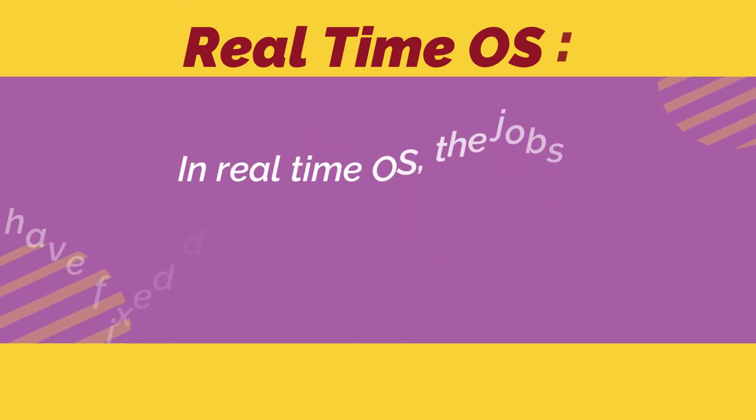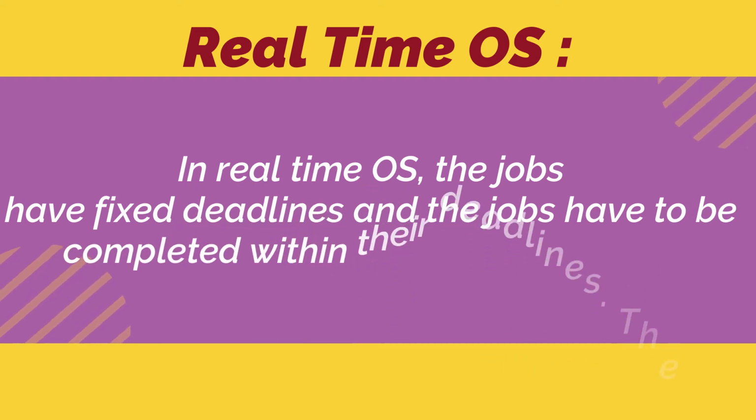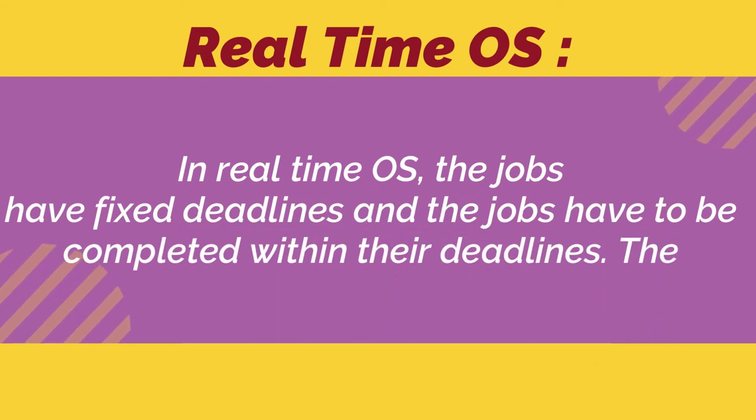Then there is another type of operating system which is known as the real-time operating system. In a real-time operating system, the job has a fixed deadline and the job has to be completed within that deadline. For example, I will tell you about the operating system in an ATM. If you enter some data, it has a fixed time, and within that fixed time, if you cannot complete the data, the operating system closes that process immediately.